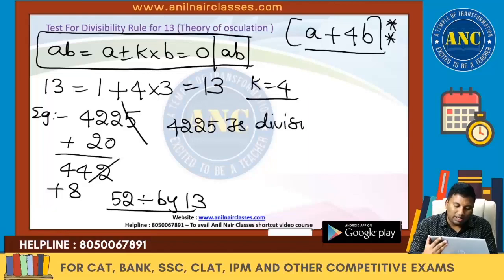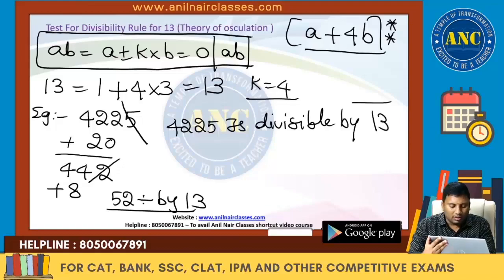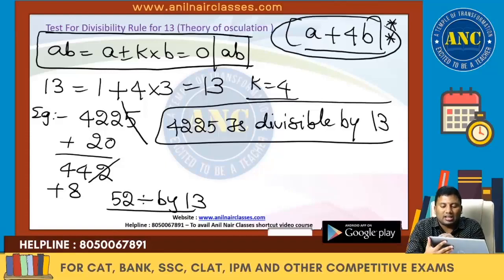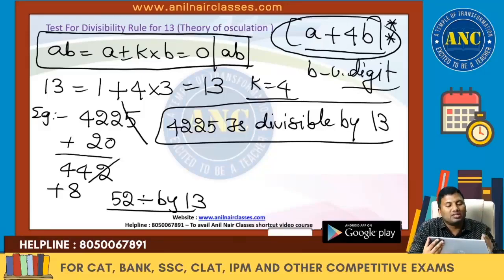What is the divisibility rule for 13? Take the unit digit and multiply it by 4. You don't need to add it. Just write it down as an expression where b is the unit digit and a could be any number of digits. a plus 4b is the divisibility rule for 13. Are you all with me?